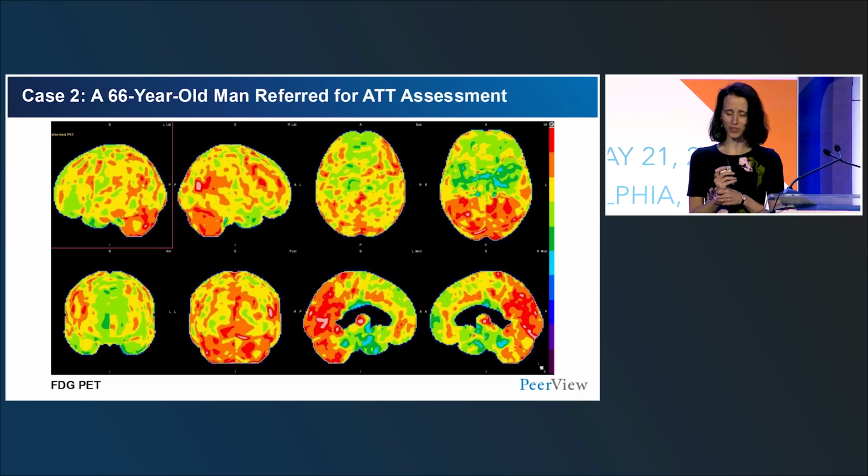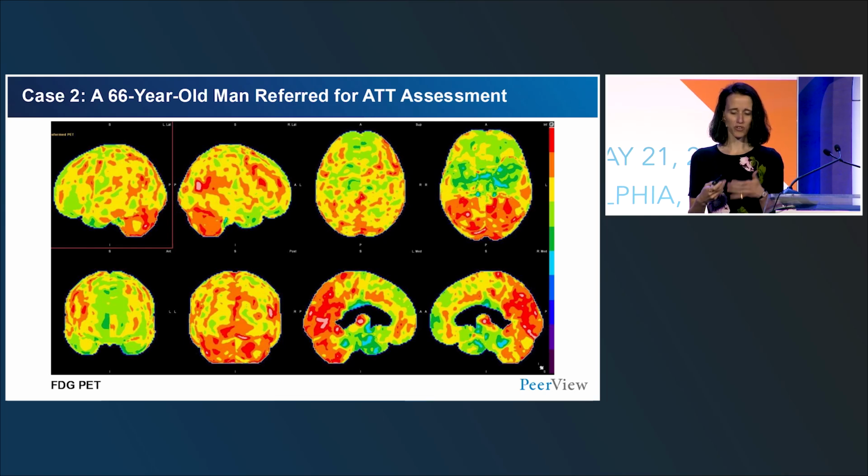So we can move on to the next case, which is a 66-year-old man referred for assessment for anti-amyloid therapies. This patient had an FDG PET first. These are 3D SSPs, or stereotactic surface projections, which is one of the typical ways to assess a metabolic PET.